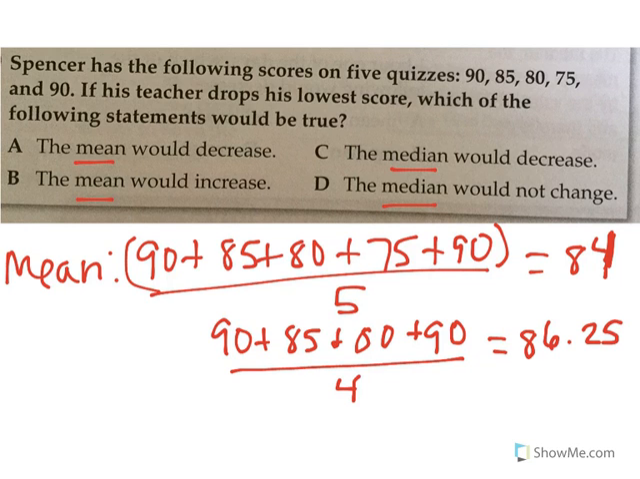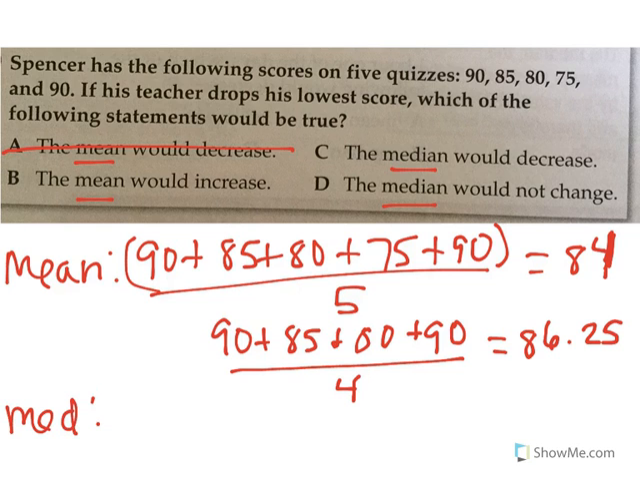So because the mean increased in that example, I can get rid of A. So far I think B is looking pretty good, but I have to make sure that I can cross off C and D. So now I'm going to think of the median. First I'm going to do the median with 75, and then I'm going to drop the 75 and see what happens. So for the median, I'll just do MED for short.